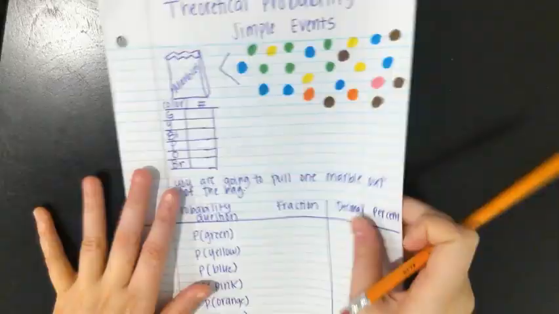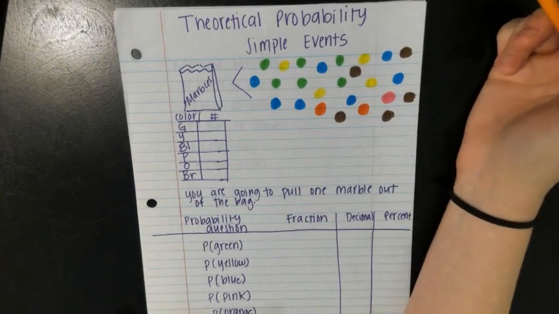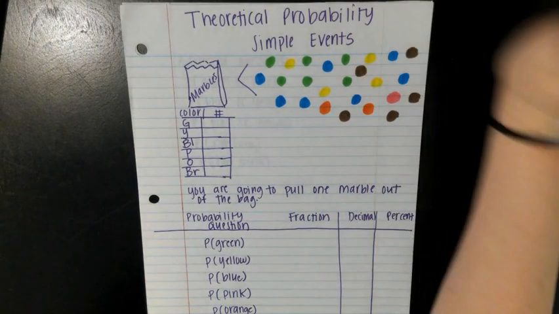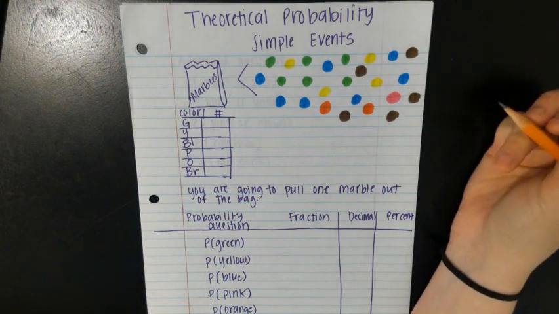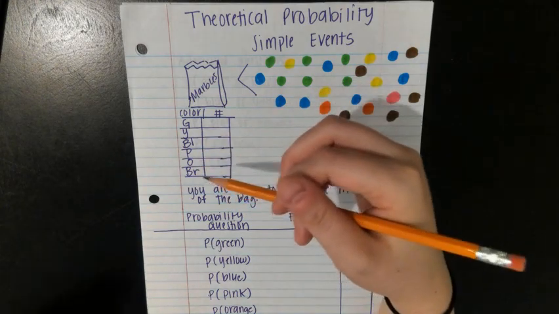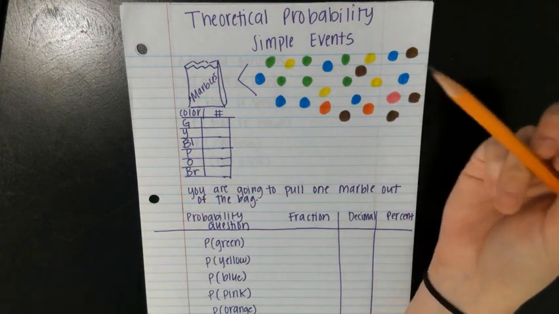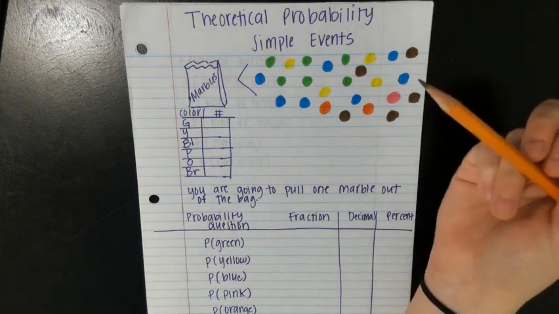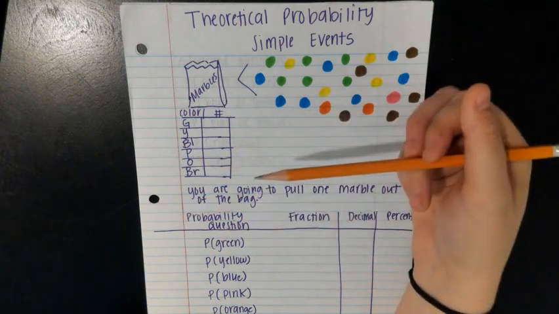Alright, so now that your paper is set up, we're going to go ahead and begin. So when you're looking at theoretical probability of simple events, the very first thing you want to do is, whatever you are finding the probability of, create a table to represent that. So, for example, we're looking at colors. Maybe it's coins, or maybe it's spinner numbers, or things like that. So you just want to make sure you know how much you have of each thing that you have.